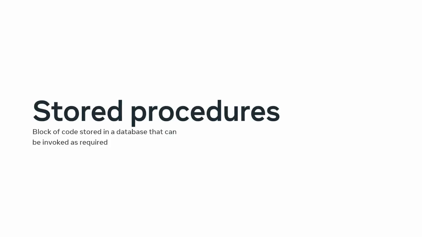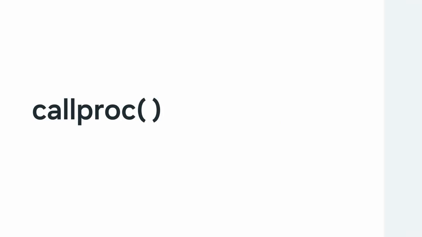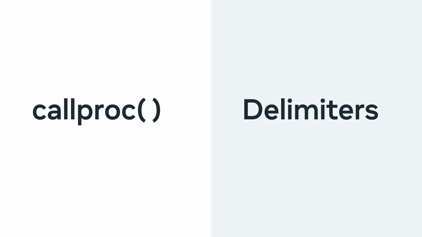In the second lesson in this third module, you'll explore using MySQL stored procedures with Python. You'll recap the basics of stored procedures, learn how they differ from functions, and how they're created in a MySQL database using Python. You'll then learn how to access stored procedures through Python with the use of the callproc method. And you'll also review the use of delimiters.